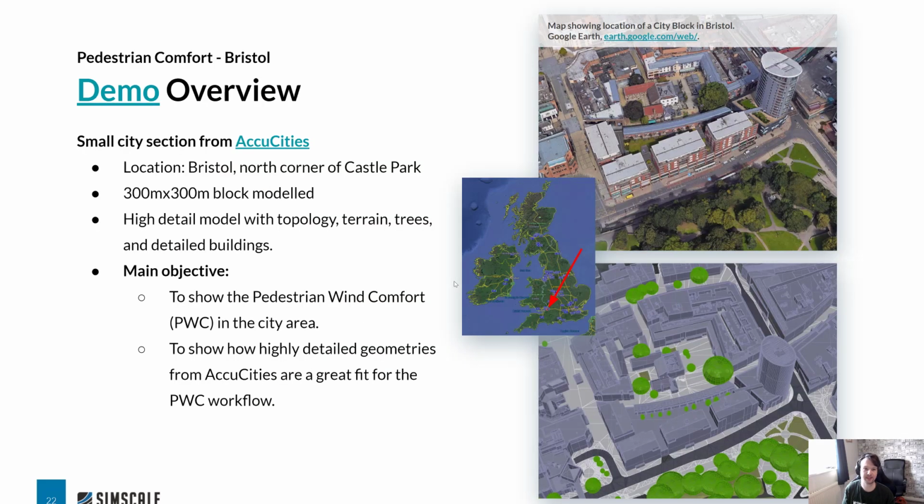So let's talk briefly about today's demo. What I'm going to be showing you on the platform itself is a small city section in Bristol. This particular city section is just to the north corner of Castle Park, and it is 300 metres by 300 metres approximately, and it is incredibly highly detailed and provided to us by our partner CAD providers, AccuCities, and I do encourage you to go and check their geometries out on their website.